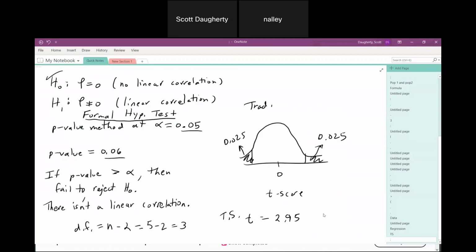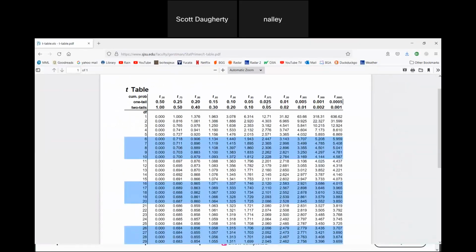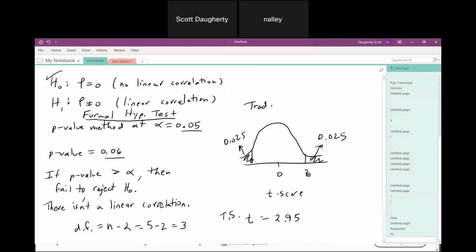And so you're going to look at, again, this column here, 0.025 in one tail or 0.05 in two tails, at 3 degrees of freedom. Looks to be about 3.182. And this one would be, of course, negative 3.182 because it's symmetric. Okay, and this side's negative. So those are your critical values.